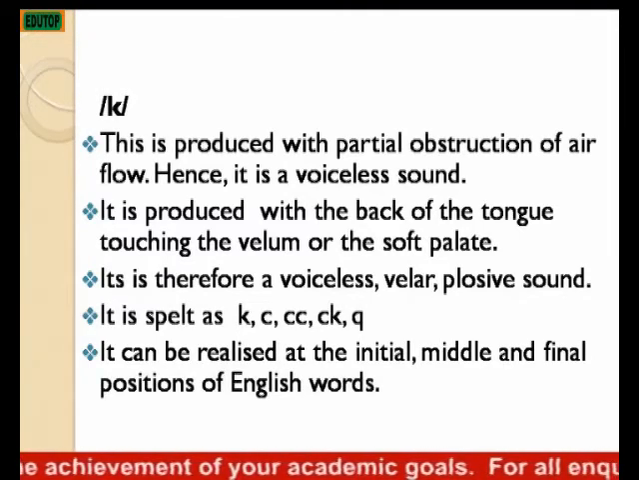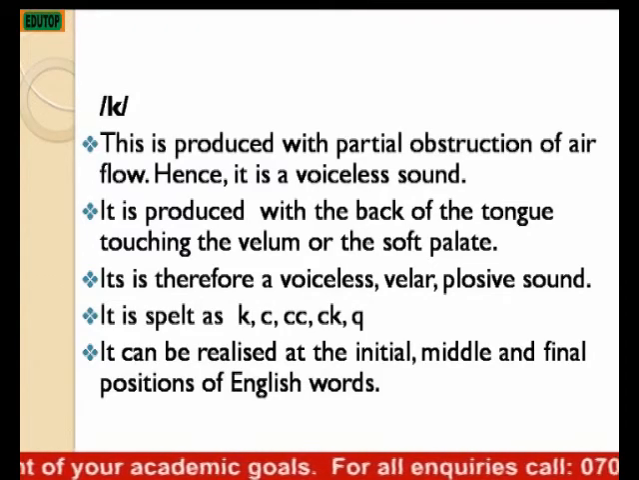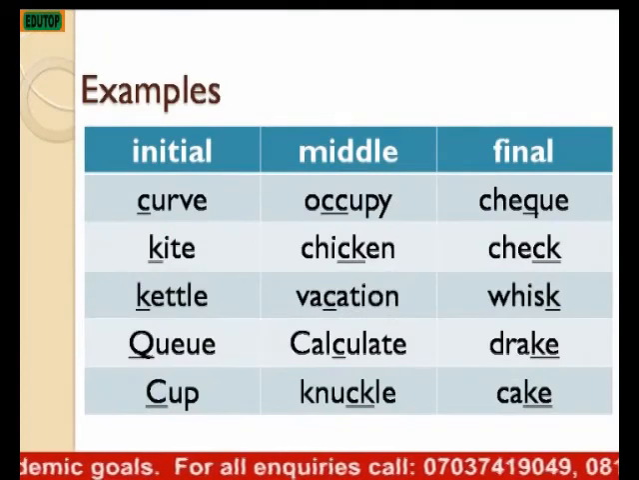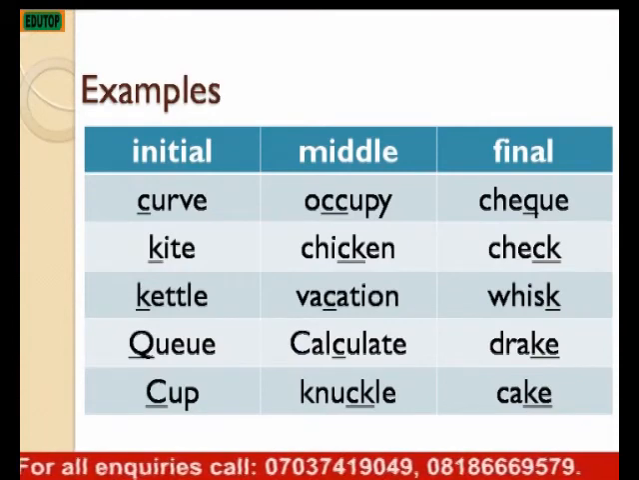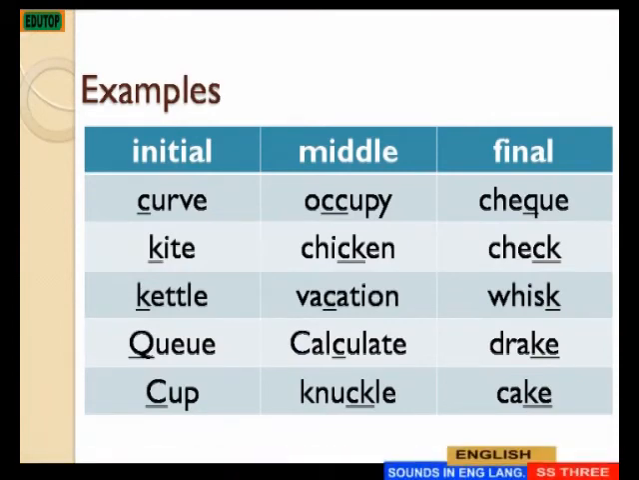It can be realized at the initial, middle, and final positions of English words. Examples. At the initial stage, we can have curve, kite, kettle, queen, cup. At the middle position, we can have occupy, chicken, vacation, calculate, knuckle. And at the final position, we can have check, whisk, drake, cake, etc.